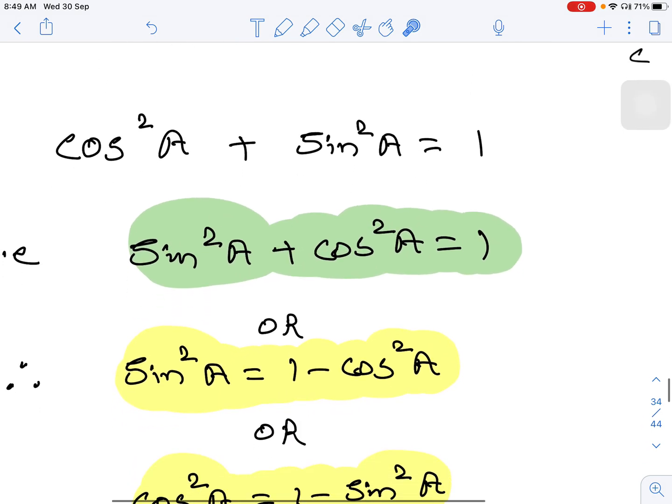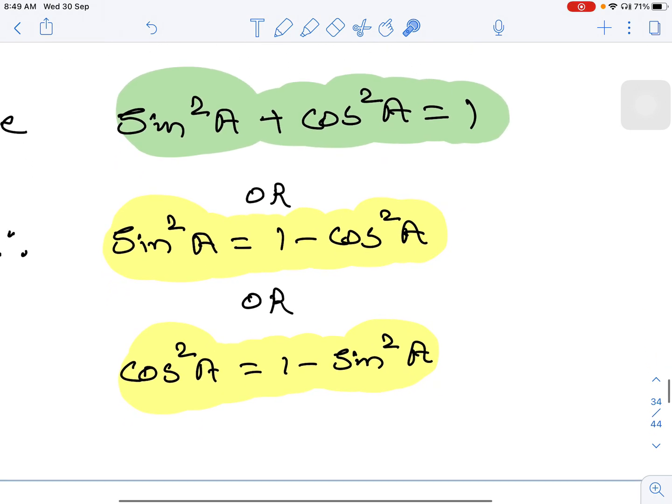In the first case, if we change the side of cos square A, it will become sine square A equals 1 minus cos square A. Next, if we keep cos square A here only and change the side of sine square A, we will get cos square A equals 1 minus sine square A. So have a look at these formulas.